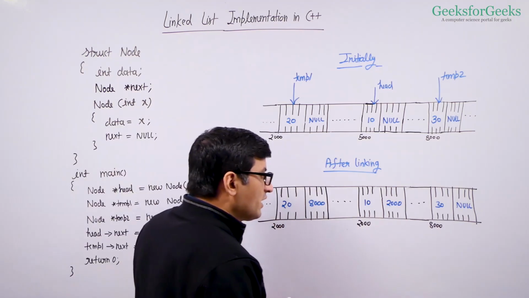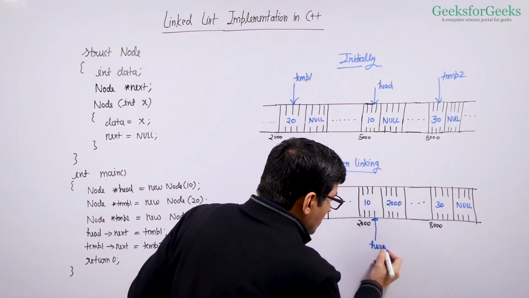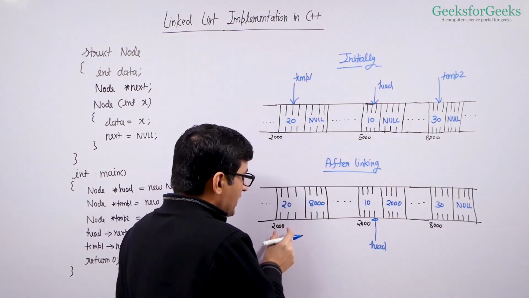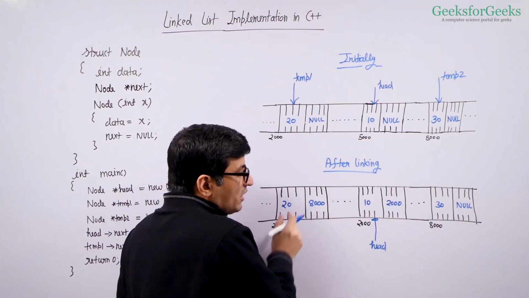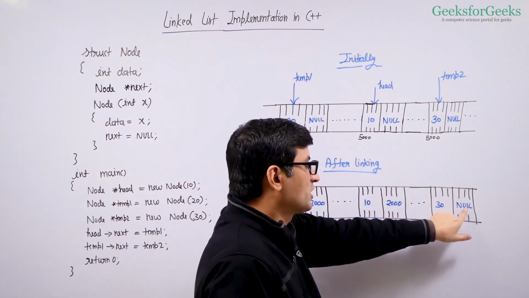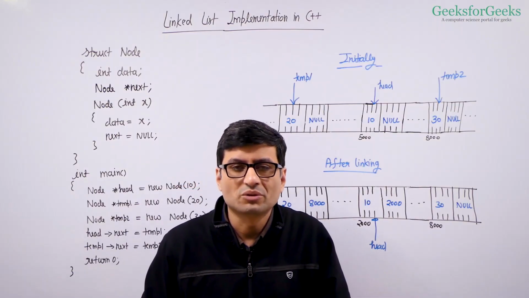So your head has the address of the first node. Next pointer of this node is 2000. And at address 2000, we have value 20 and address of the next node. And at this address, we have value 30, and the address of next node as null. This is how we create a linked list of 3 nodes.